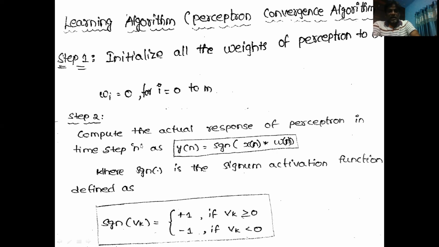And in step 2, we will calculate the induced output, the actual response of the perceptron. Y of n is equal to signum of x of n into w of n for each input x of n. Okay. The signum function can be defined like this. We already saw this signum function as bipolar step function. Signum of Vk, where Vk is the input, is going to be plus 1 if Vk is greater than or equal to 0. Otherwise, it will be minus 1 if Vk is less than 0.